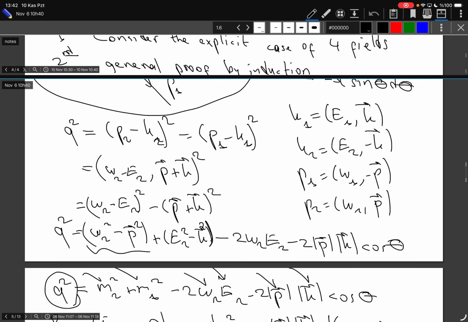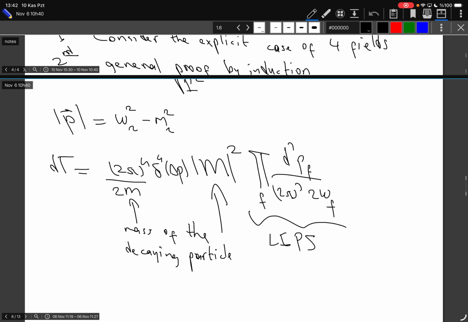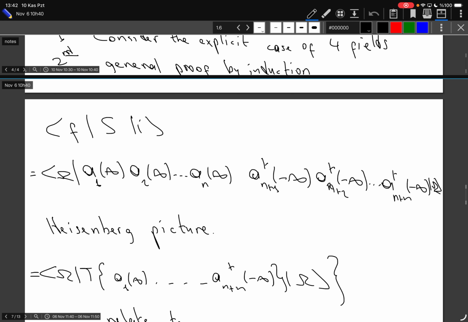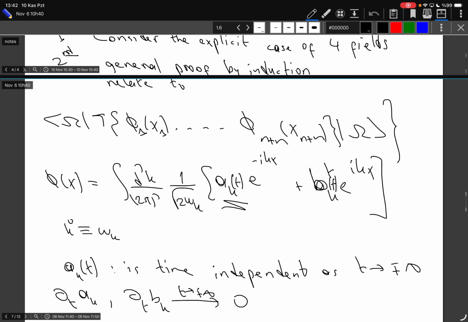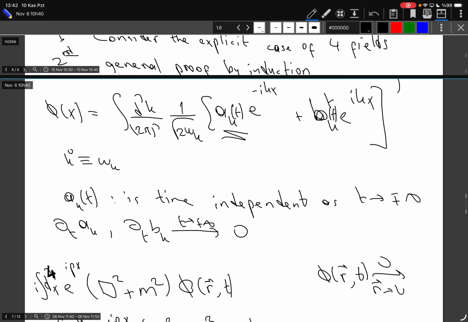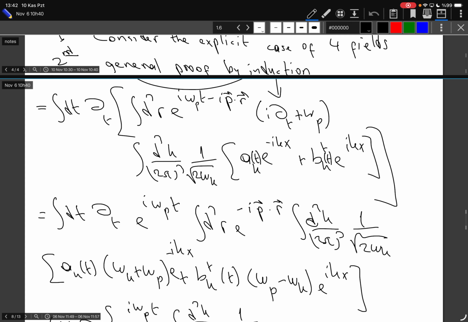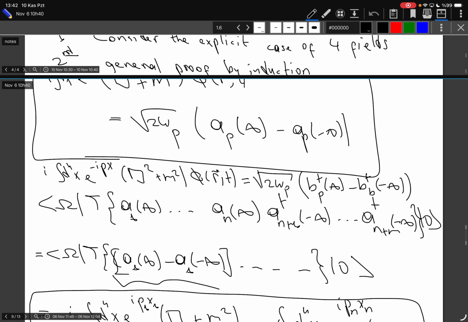So by measuring this M, you can determine the potential that the particles are interacting with. Okay, let me pass these. Then we started looking at what we mean by the scattering amplitude, and in particular we obtained the so-called LSZ reduction formula. Let me just write down the final expression we have.